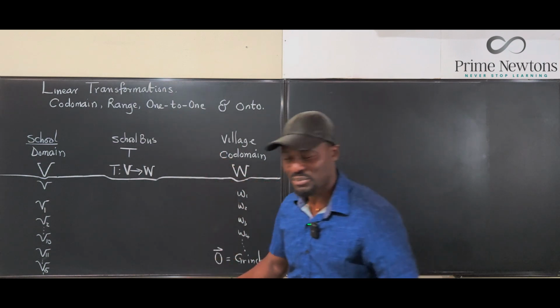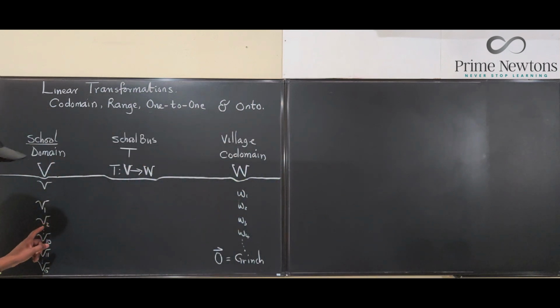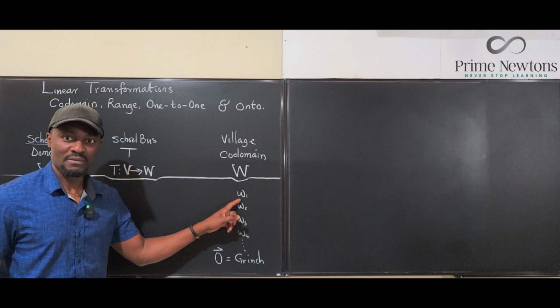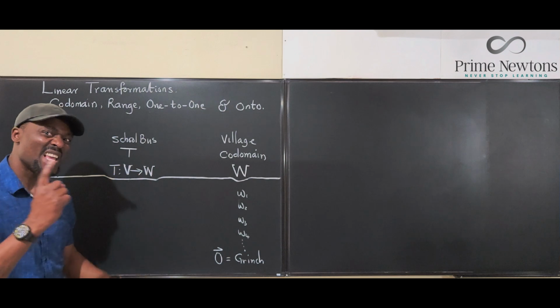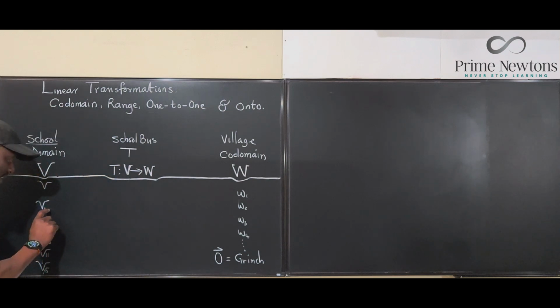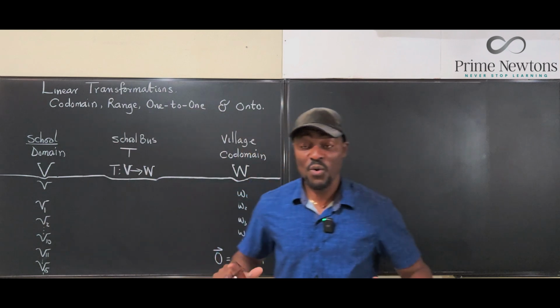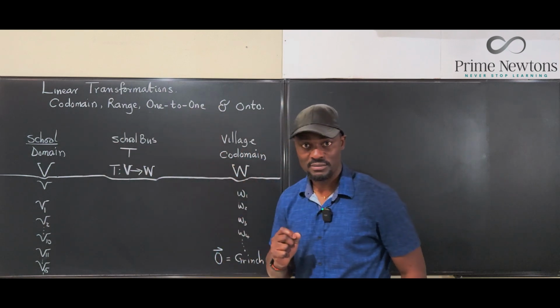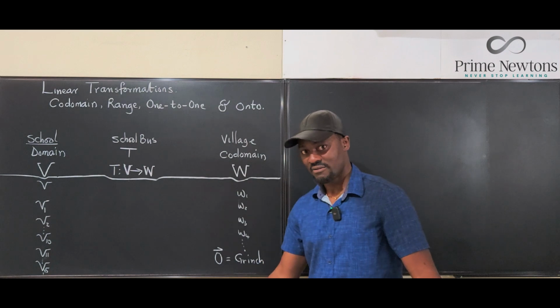So if it ever happens that vector 1 goes to W1 and V2 also goes to W1, then it means that V1 must be equal to V2 if the linear transformation is 1 to 1. These two must be the same vector. If they're not the same vector, then it's not 1 to 1. That's the meaning of 1 to 1. You can always see it or work it out.